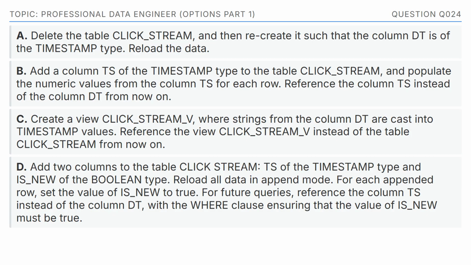Option D, add two columns to the table click_stream, TS of the timestamp type and is_new of the Boolean type. Reload all data in append mode. For each appended row, set the value of is_new to true. For future queries, reference the column TS instead of the column DT, with the where clause ensuring that the value of is_new must be true.